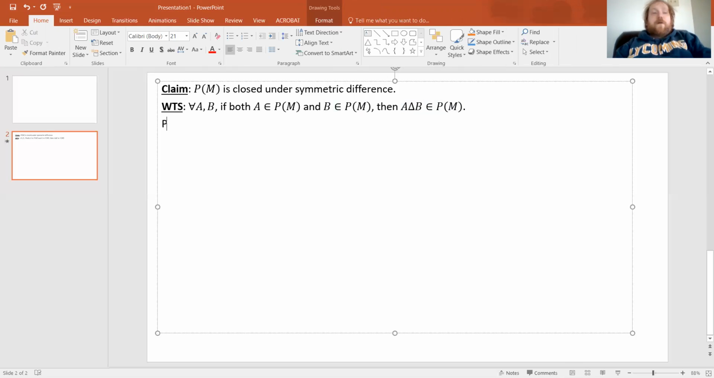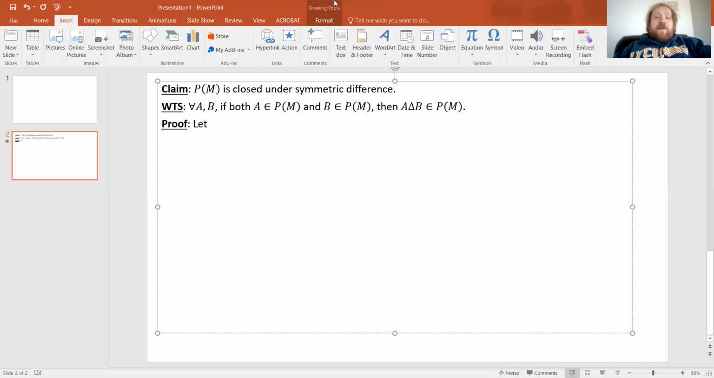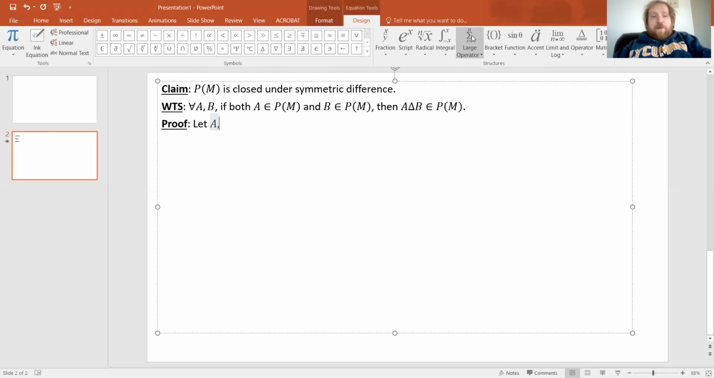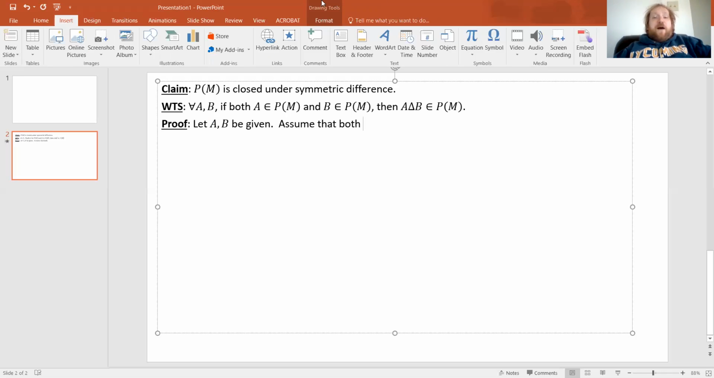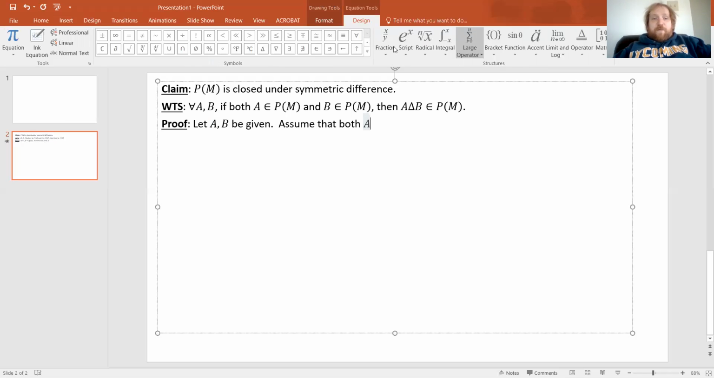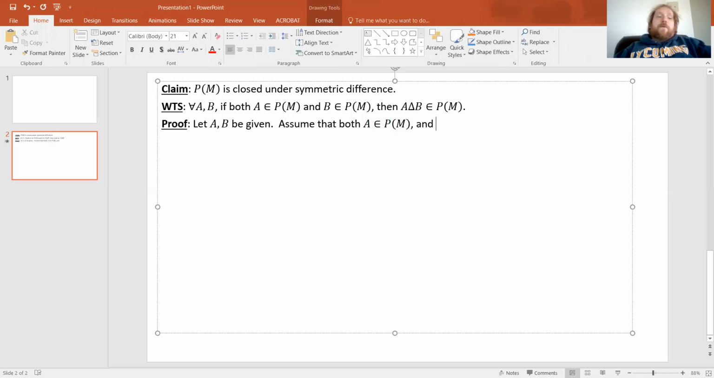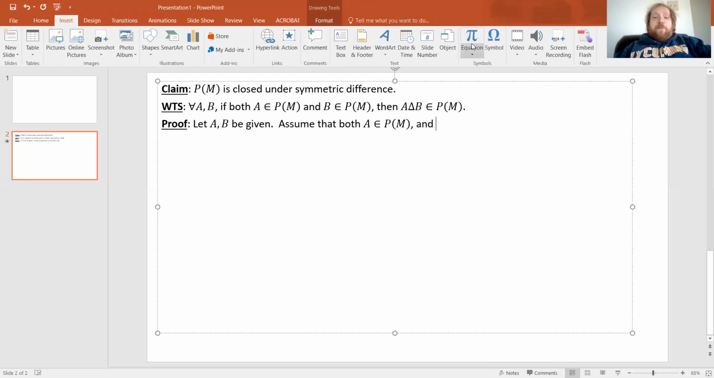Okay. This is a quantified if-then statement, so we should have seen enough of these now that we know what the first two sentences should be. Let A, B be given to capture the for all quantifier. Assume that both A is a member of P of M, so A is in the power set P of M, and B is a member of P of M.